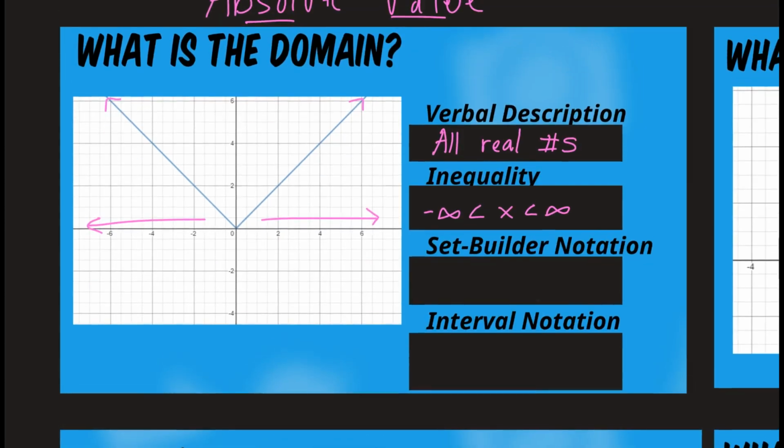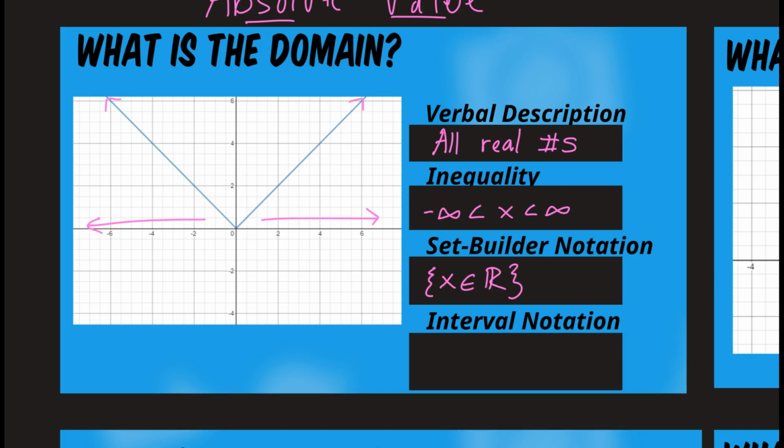Set builder notation, normally we just call this set notation, but set builder notation, we remember set squiggly. So we start with our squiggly bracket, x such that, oh my gosh, what am I doing? We know we don't have to write the such that symbol because our domain is all real numbers. So we just say x is an element of all real numbers, end squiggly bracket.